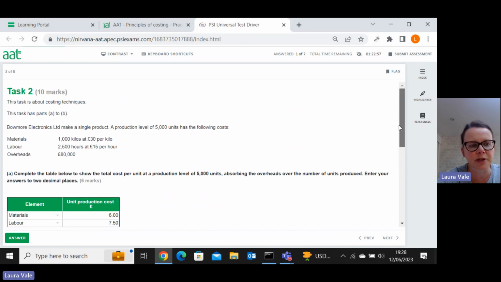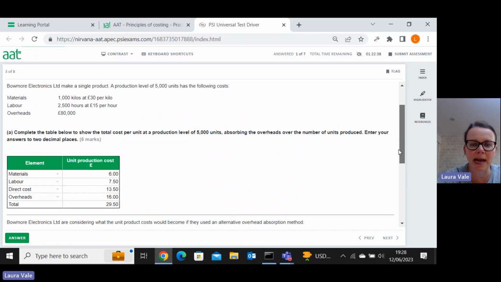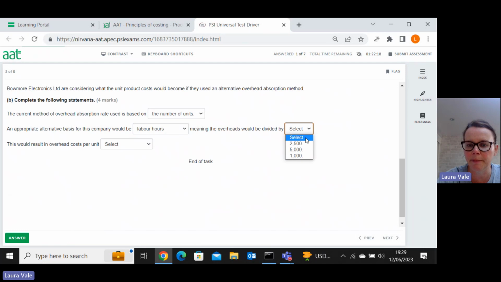So what would I do? Well, there's no mention of machine time. So really, we're kind of channeled into saying it must be labour hours, meaning the overheads would be divided by... If it's per labour hour, you always divide by the thing that you want per, if that makes sense. So if we want it per labour hour, we need to know how many hours are being used. So 2,500 hours. That is what we would divide by.